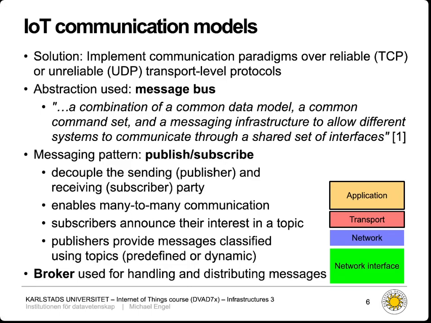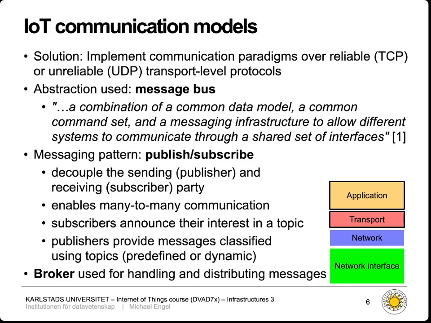So we've talked about messages before. We know a message is some information we want to send from a sender to a single or a group of receivers. And the message bus is actually an abstraction that helps us to send messages. So it's not a physical thing. It's just a logical abstraction we create in software. A message bus is defined as a combination of a common data model, a common command set, and a messaging infrastructure to allow different systems to communicate through a shared set of interfaces.